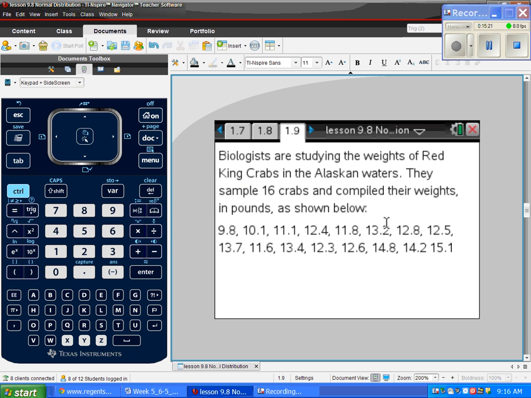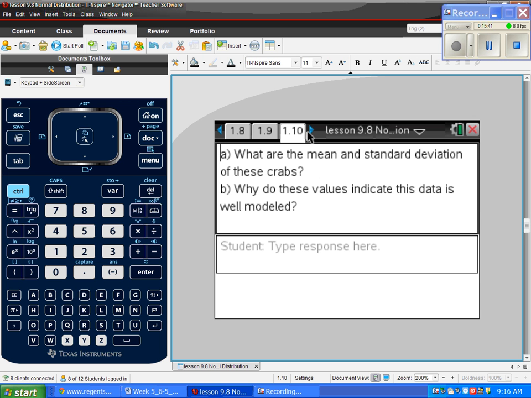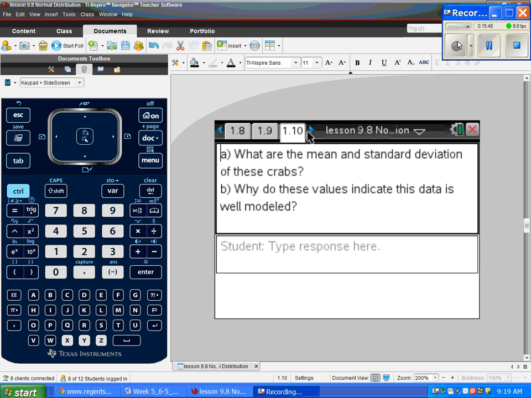So let's see here. Here we have biologists studying the weights of red king crabs in the Alaskan waters. They sample 16 of them, compile their weights, and we get these. And we want to find the mean and the standard deviation first off. Go ahead and do that on your own. You should remember this. This is pretty much the homework from last time. All right, so you plugged in your list and spreadsheet. You went to the stat calculations, and you got that readout on your calculator page.